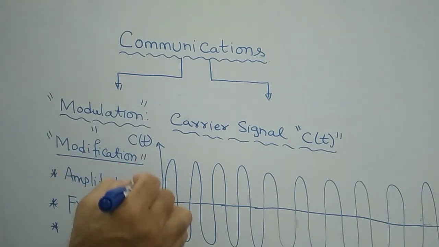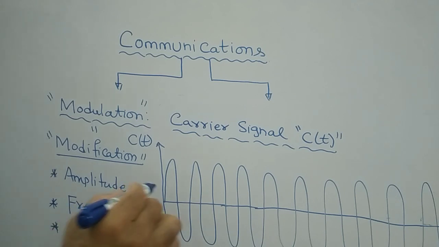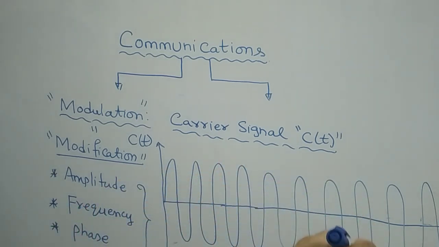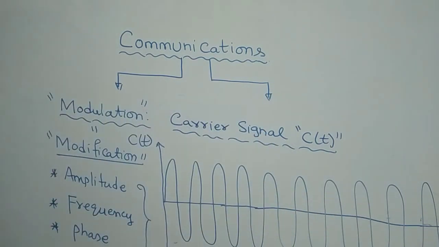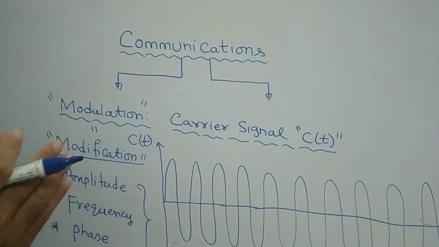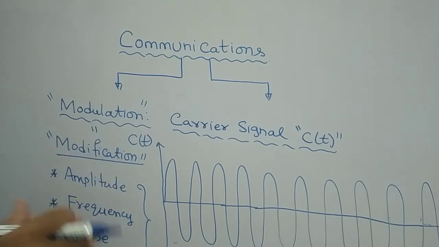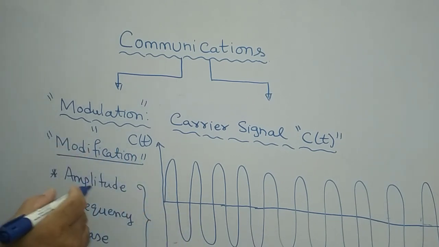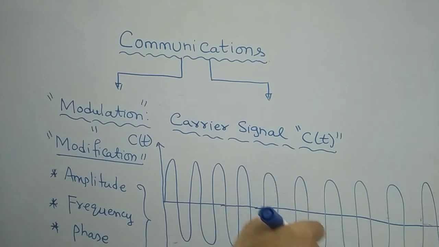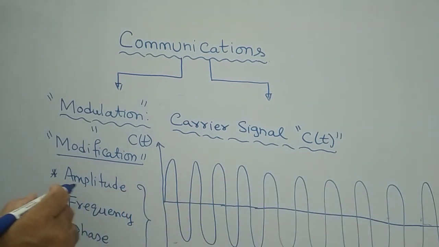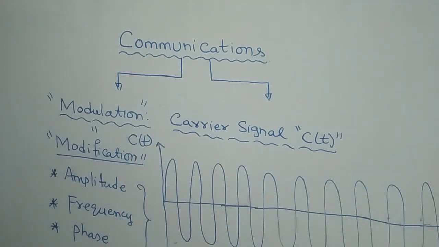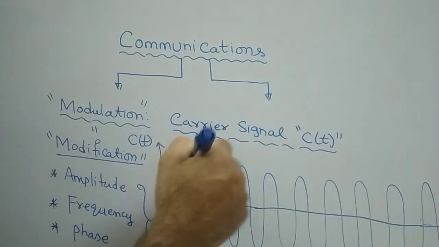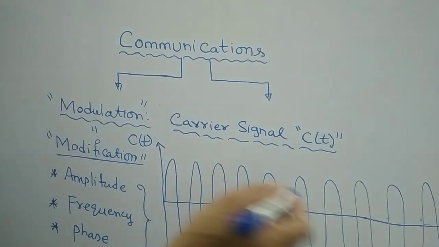Now either the amplitude, frequency or phase of the carrier signal will be varied in accordance with the instantaneous amplitude of the message signal. That is called modulation. Modulation is the process of modification of these parameters. I can define it like this: if the amplitude of the carrier signal is varied in accordance with the instantaneous amplitude of the message signal, then it is called amplitude modulation.